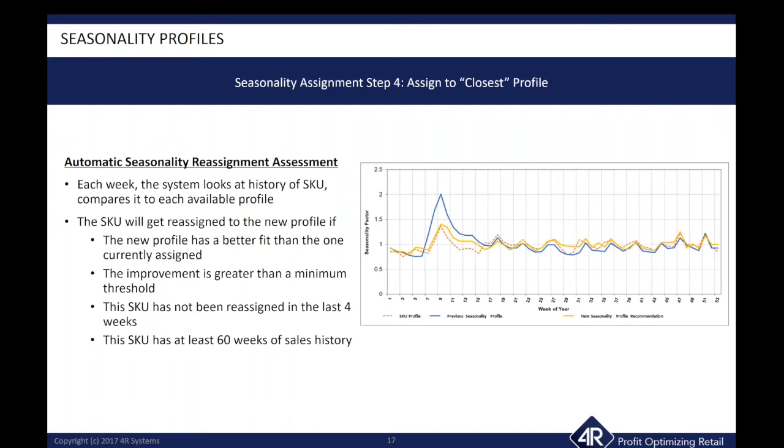and the SKU has at least 60 weeks of history and therefore is not considered to be a new or immature SKU. So in this example, you can see the original seasonality profile for this SKU was the profile depicted in blue, and the actual SKU profile is represented by the dotted orange line, and the potential reassignment profile candidate is depicted in yellow. So the total distance measure for the new yellow profile is now a more accurate fit for this SKU, so we would recommend reassigning this SKU to the newly suggested profile.